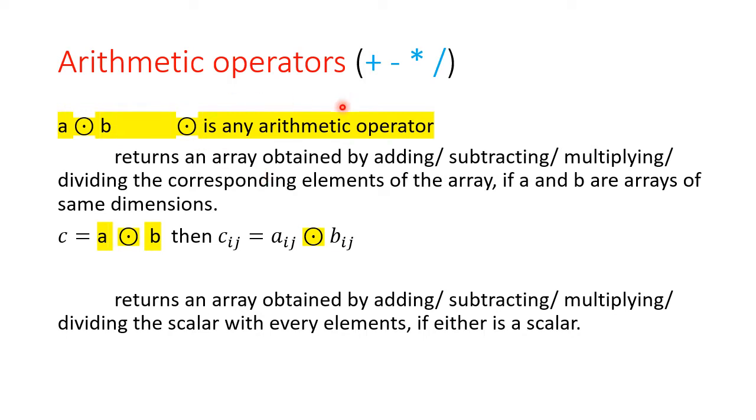So this is the arithmetic operation. And what happens if either A or B is a scalar? Then it returns an array obtained by performing that particular operation on each and every element with the scalar. For example, if I multiply a particular array with 2, a scalar, then every element is multiplied with 2. That means every element is doubled. So that's the idea.